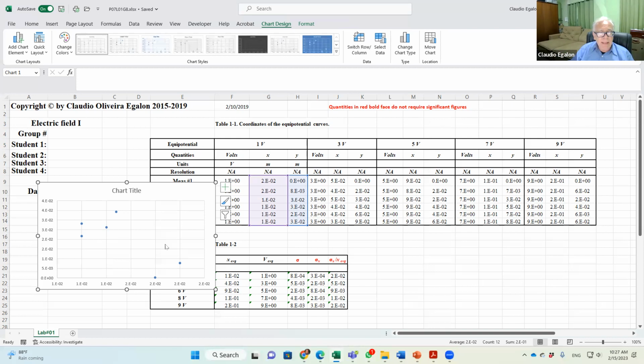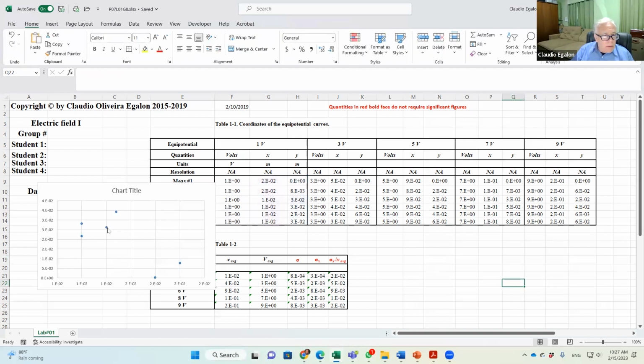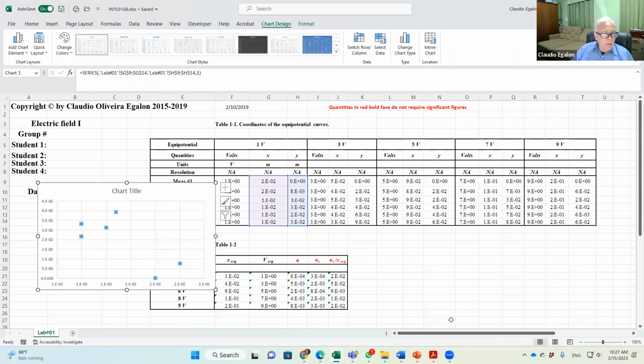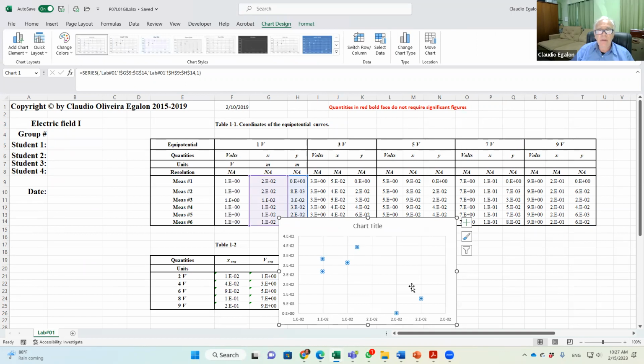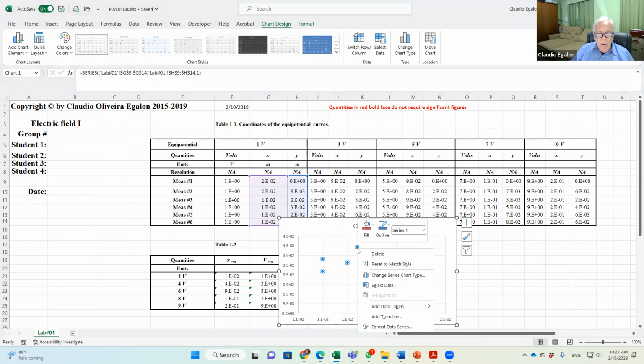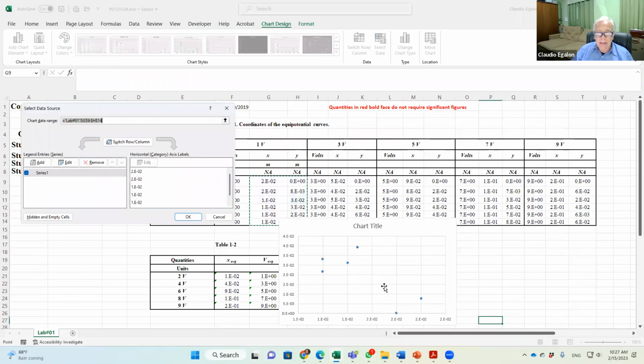So now we're going to go for the next one. What are you going to do next? You're going to click one of the points. Everything is going to be highlighted. That's an important step that I haven't shown you before. Right click one of the points and select data. Here you go.